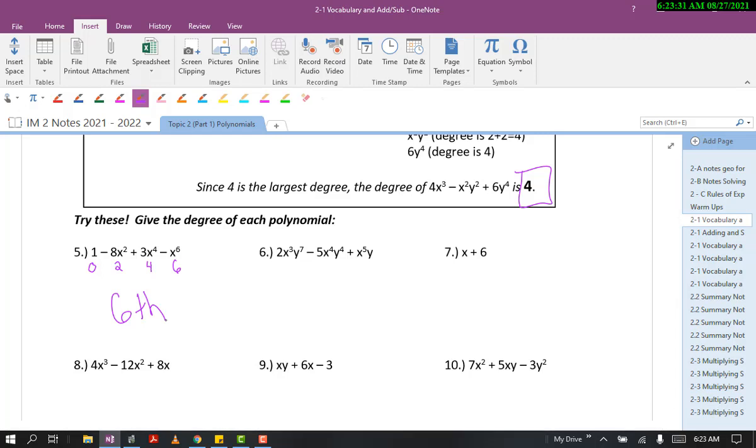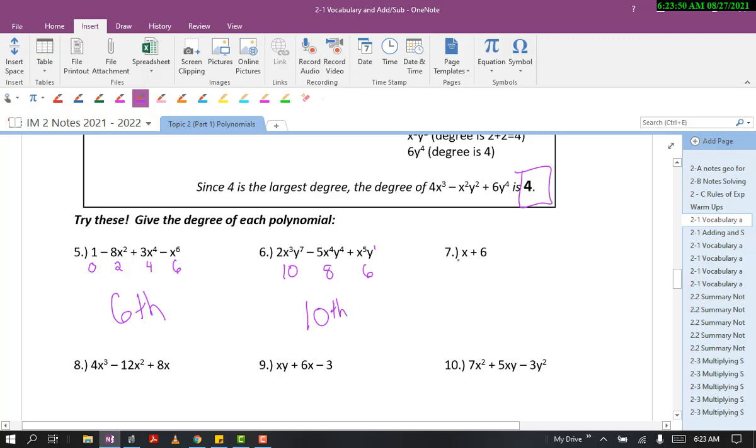Number 6 is a little bit more work because we have a lot more exponents. 2x cubed y to the 7th, that's 10. 5x to the fourth y to the fourth, that's 8. And x to the 5th y to the 1st would be 6. So biggest number is 10, so it's the 10th degree.